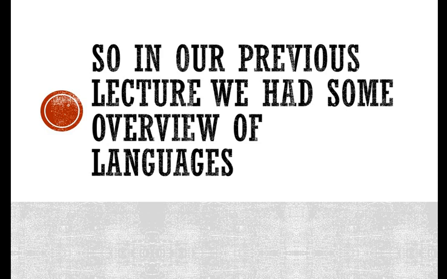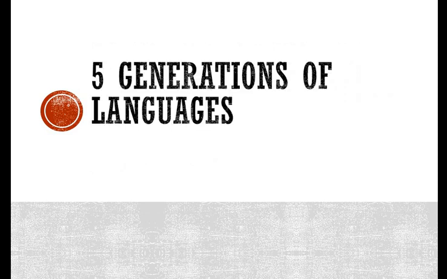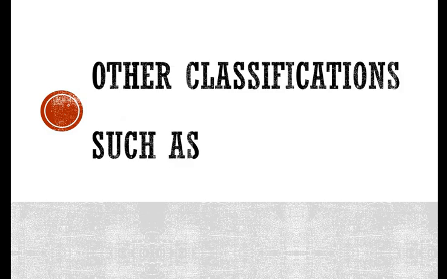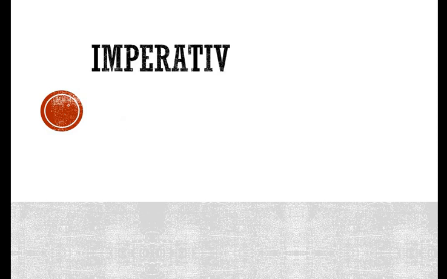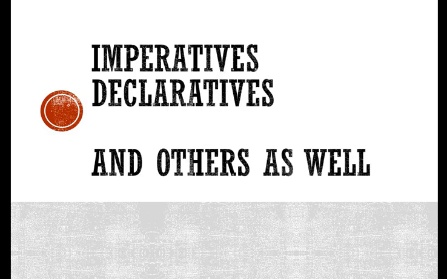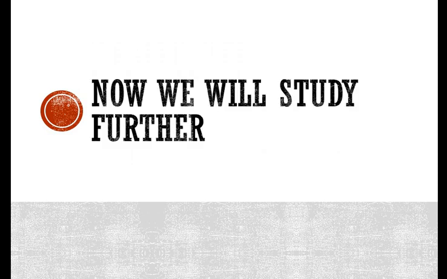So in our previous lecture we had some overview of languages. We studied the 5 generations of languages and I explained the details of all. Then we studied another classification, such as imperative languages, declaratives, and other languages as well. So we just had an overview of these and you need to memorize these things as well. So now we will study further.